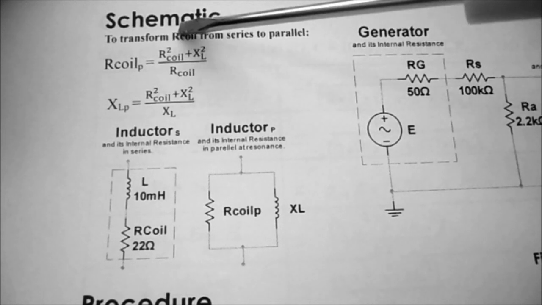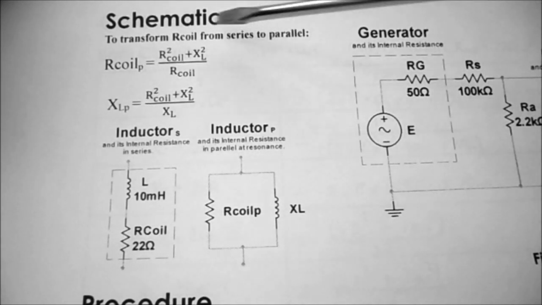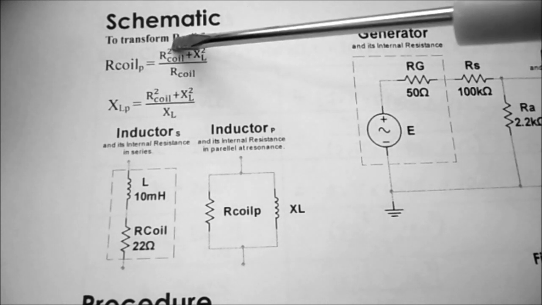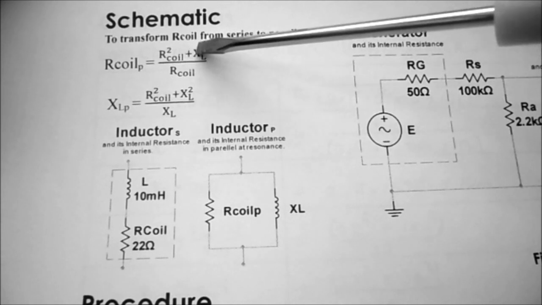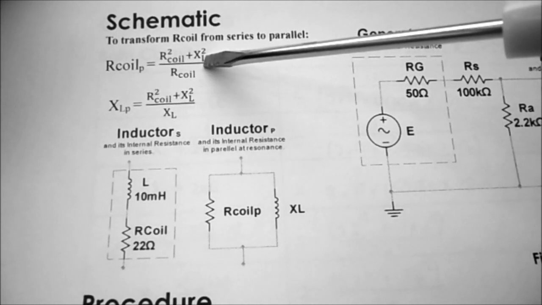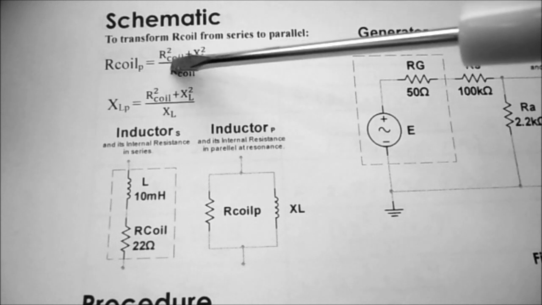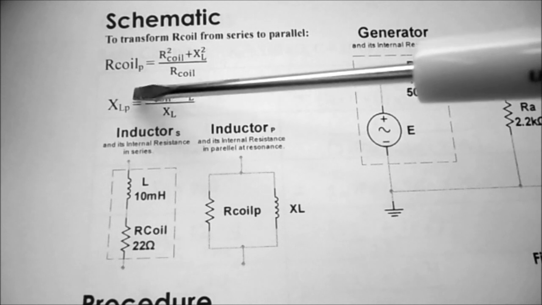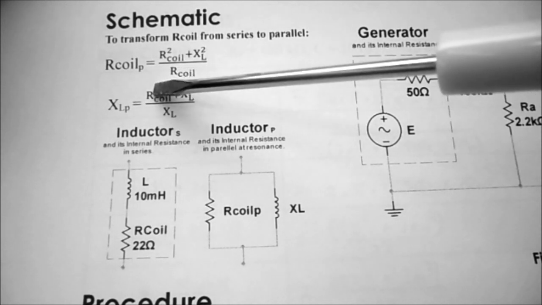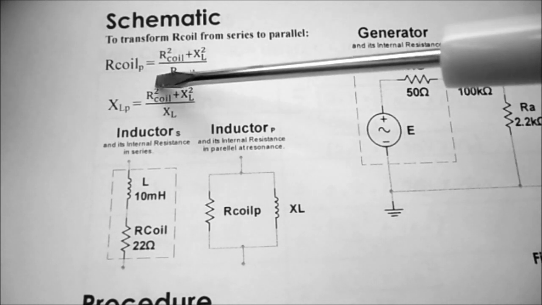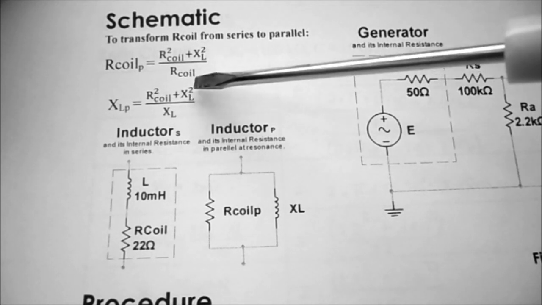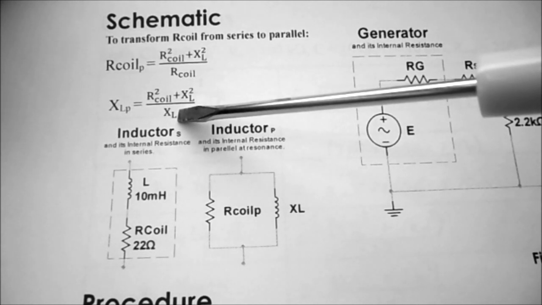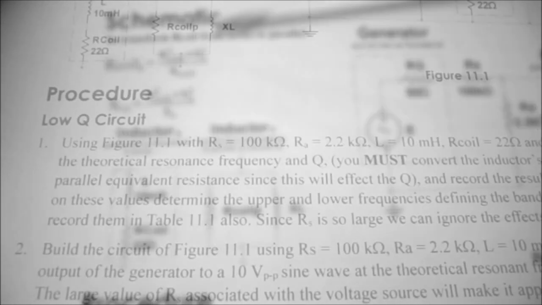To transform R coil from series to parallel, we use R coil parallel equals the R of the coil squared plus XL squared, that's XL at resonance, divided by the resistance of the coil. And XL in parallel is equal to the resistance of the coil squared plus XL squared, now that's XL at resonance, divided by XL, which is also at resonance.